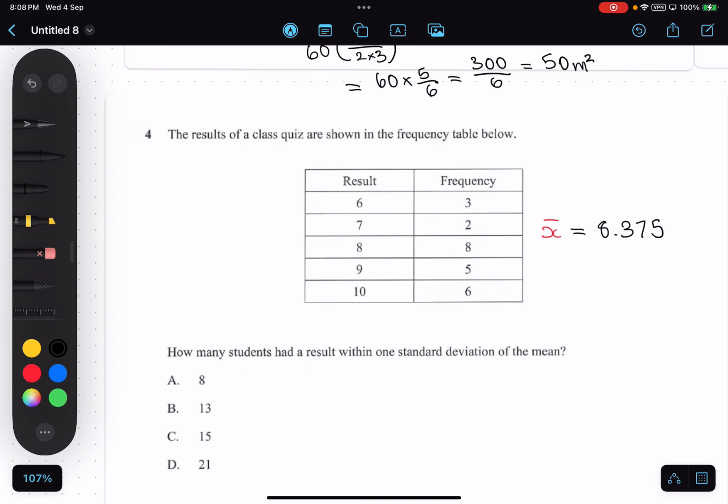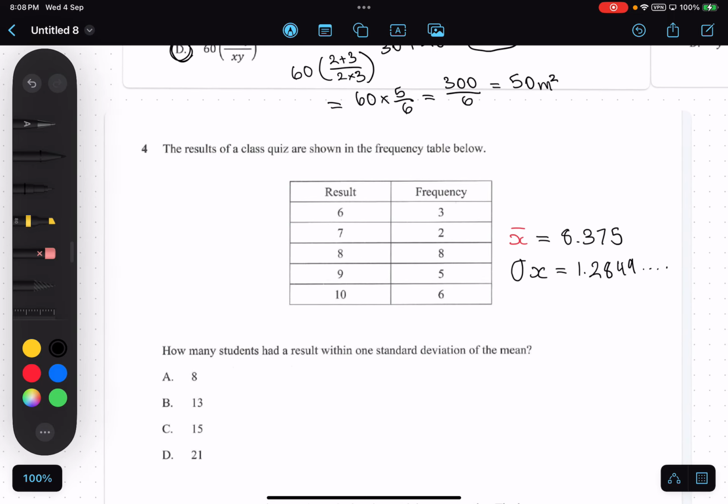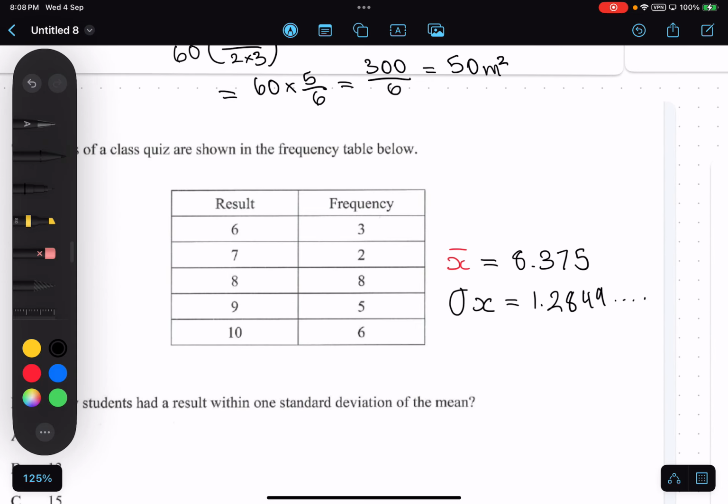And the standard deviation, which is denoted by sigma x, sorry, that's a terrible sigma. Sigma x, that's better. Sigma x equals 1.2849, and we're just going to leave that exact. So the question asks how many students had a result within 1 standard deviation of the mean.